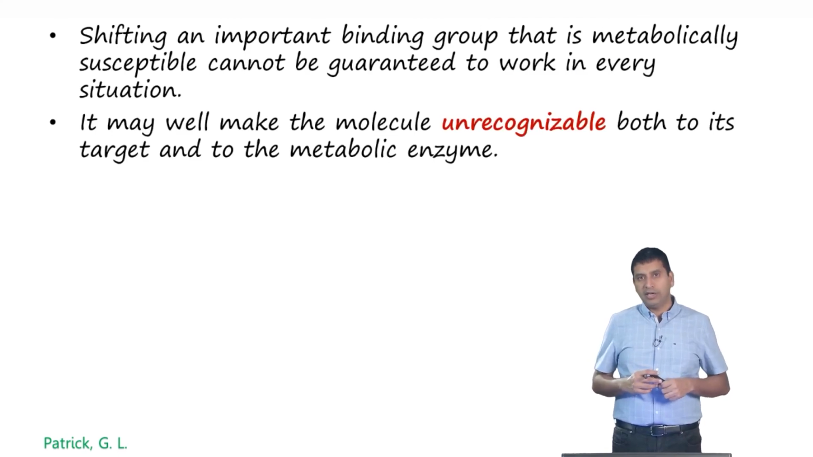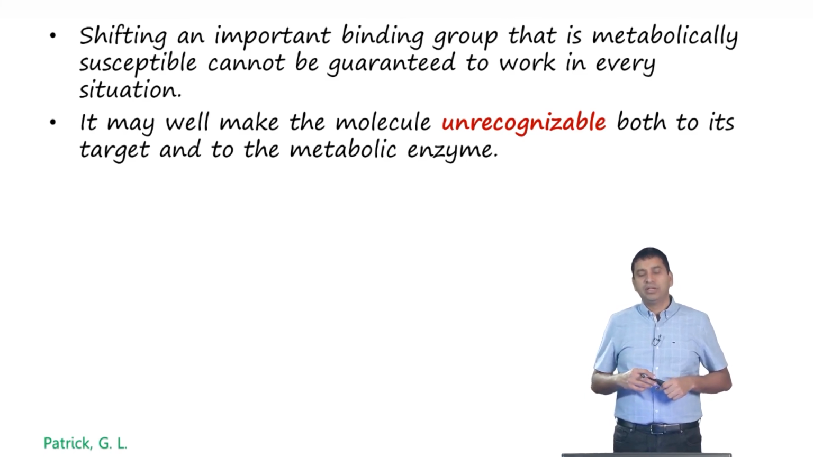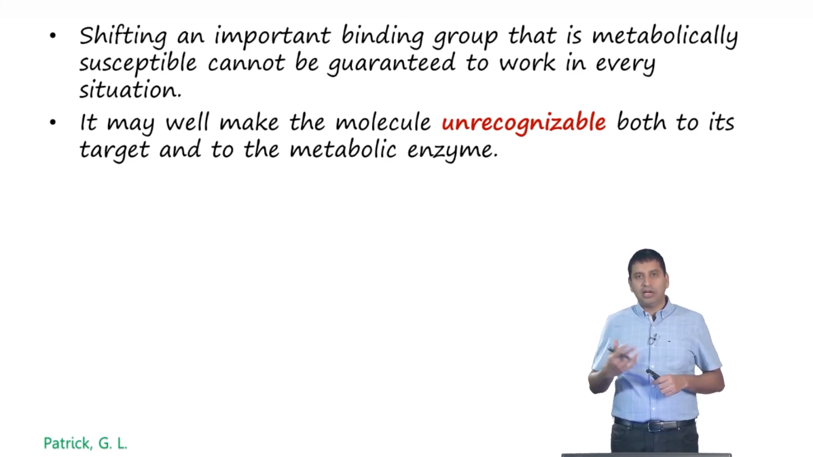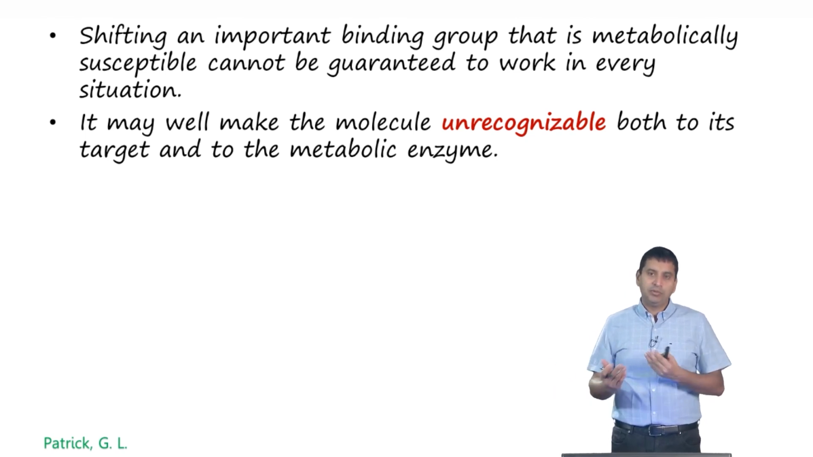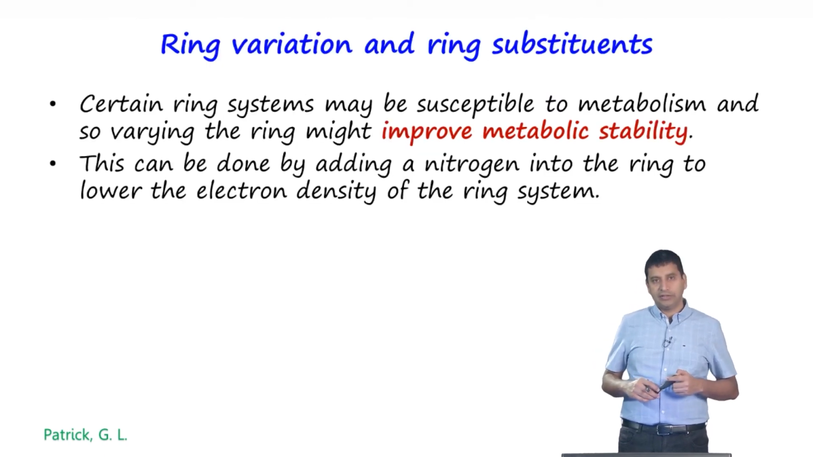Shifting of an important binding group that is metabolically susceptible is of course not guaranteed to work in every situation. Sometimes it may make the molecule unrecognizable to both its target as well as the metabolic enzyme. So, we need to optimize these properties based on what we wish to achieve. The next major strategy is to vary rings.